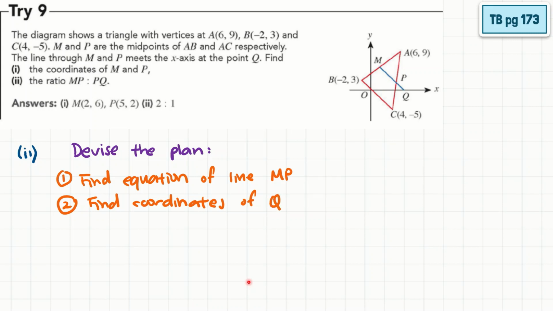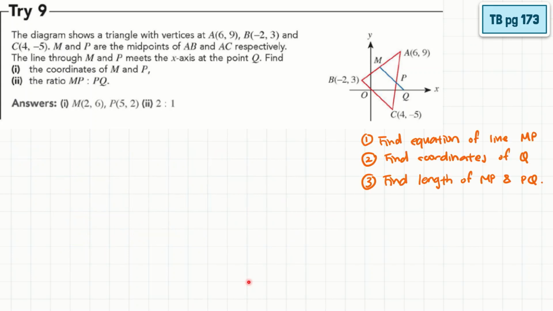Okay, then after finding the coordinates of Q, since I already have the coordinates of M and P as per our earlier objective, which is to find the length of MP and PQ, this will be sufficient for us to then determine the ratio MP to PQ already. So it seems like it's quite an elaborate plan. Okay, plan. So let's try it out.